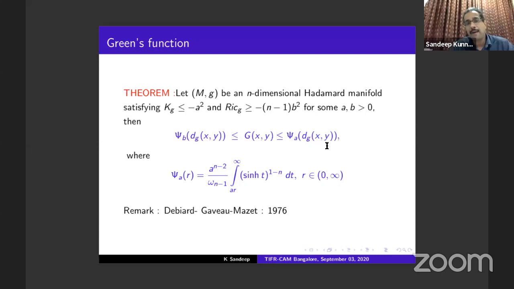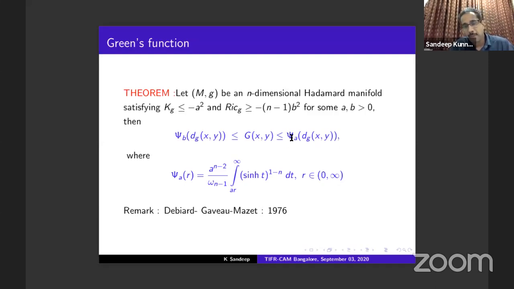Then you can control it from above and below by quantities like psi_a of d_g(x,y) and psi_b of d_g(x,y), where psi_a is this kind of a function. This is nothing but the Green's function of the hyperbolic space of constant negative curvature minus a square, and this is for minus b square. So basically, if you have these conditions, the Green's function can be bounded from above and below by the fundamental solution of the hyperbolic Laplacian with the corresponding constant sectional curvature. Okay, so we prove this.